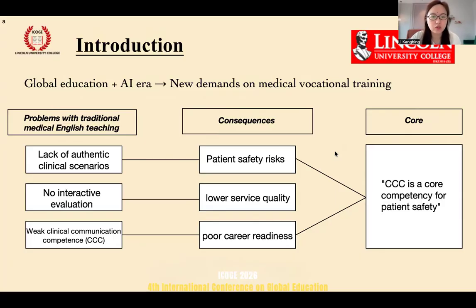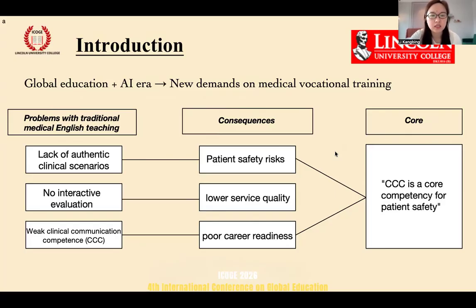Second, there is no interactive evaluation. The teacher lectures, the students take notes. There is no real-time feedback. Students do not know whether they are pronouncing a word correctly or using the right phrase in a clinical situation. Third, the result is weak clinical communication competence. Students cannot transfer what they learn in the classroom to real clinical settings.